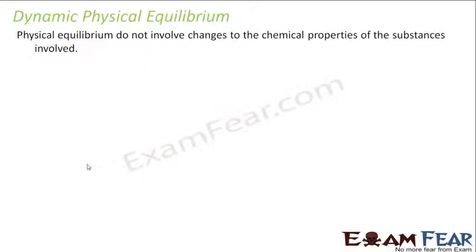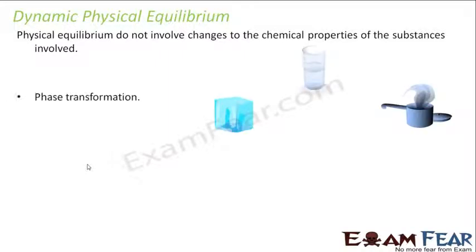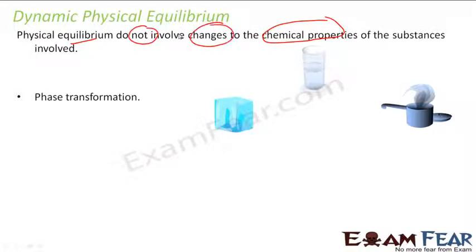Let's talk about the dynamic physical equilibrium first. As I told, in physical equilibrium, there is no change of chemical property. Please note, there is no change of chemical property. That is the basic difference between the physical equilibrium and chemical equilibrium. In physical equilibrium, we don't change the chemical property, but in chemical equilibrium, we do change.